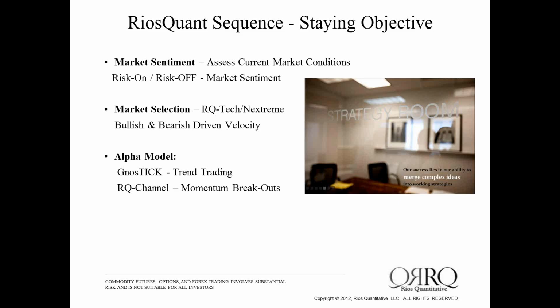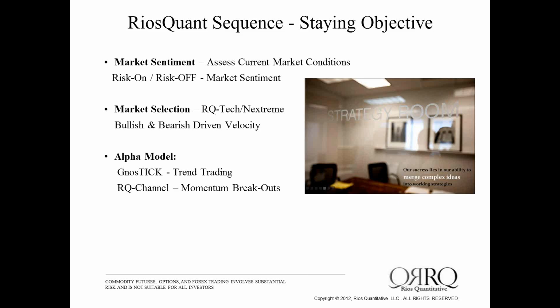The third step is the alpha model, or what we refer to as trade signals. Alpha model stands for trade signals. We're going to be looking at Gnostic. This is a trend trading leading indicator, giving you a very early warning of a new trend that's establishing.